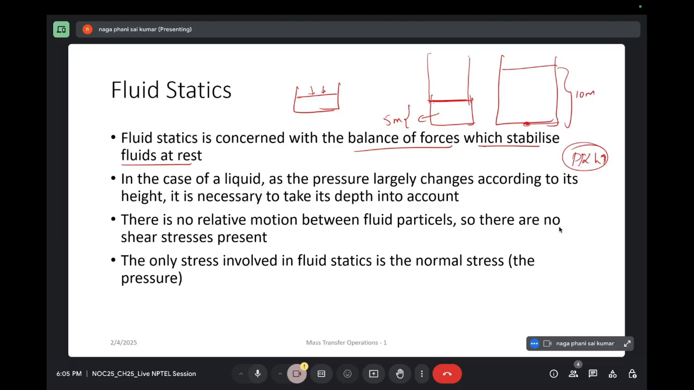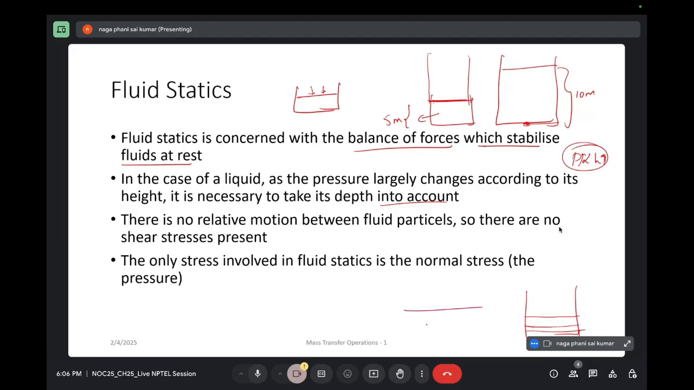Okay, so in case of any liquid, as the pressure largely changes according to its height, it is necessary to take its depth into account. And whenever the fluid is at rest, there will be no motion of the fluid, right? So let's say this is a liquid, and let's consider two different layers of this liquid. If the overall fluid is at rest, both these layers will also be at rest, right?